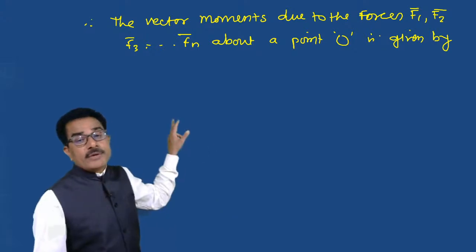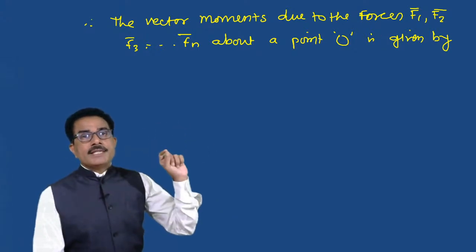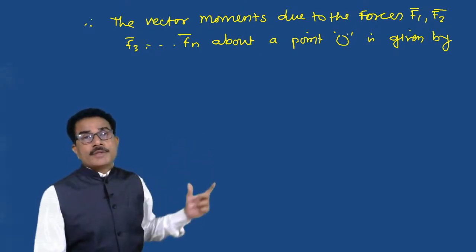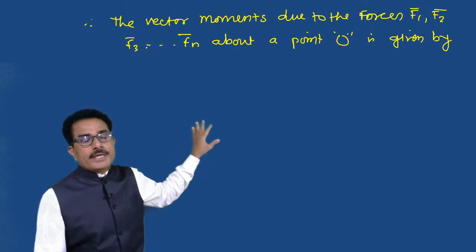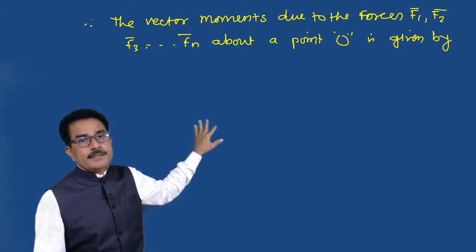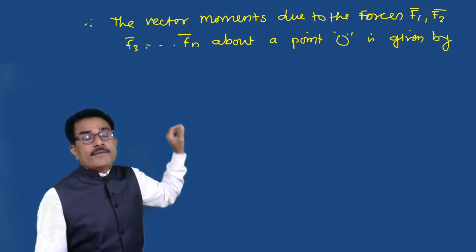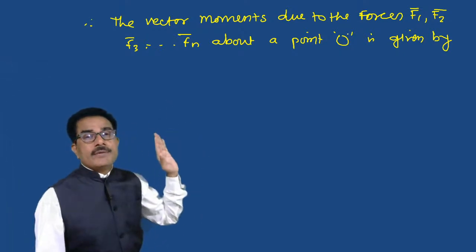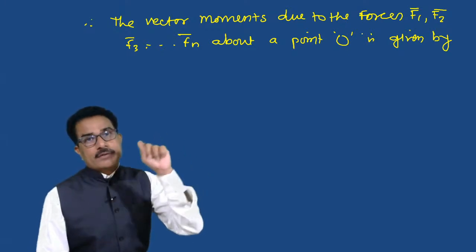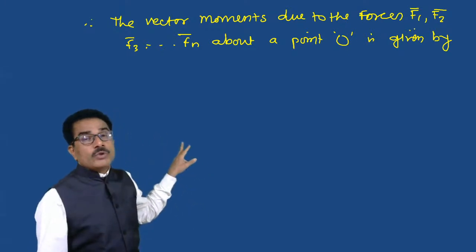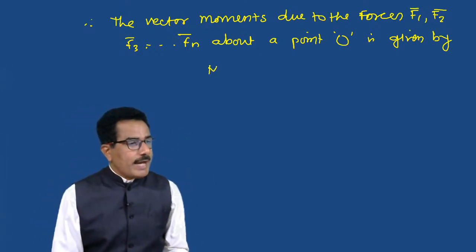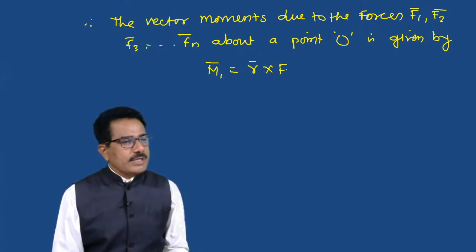see this, yesterday we have seen that vector moment due to the force F bar about a point O. Here we have studied the vector moment due to a single force F bar about O, which is given by M bar is equal to R bar cross F bar. Similarly, we have to use that formula. Vector moment due to the force F1 is given by m1 bar is equal to R bar cross F1 bar.